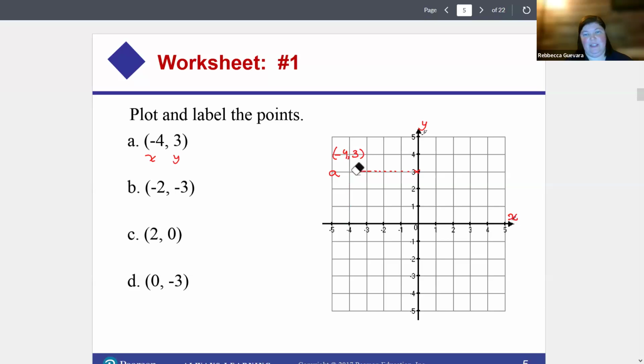I'm going to get rid of my little lines here, or otherwise, this is going to turn into a mess quick. So for B, my x is -2, my y is -3. Where do those two intersect? Right here at this point. And this would be the point of -2, -3. So that is my B.